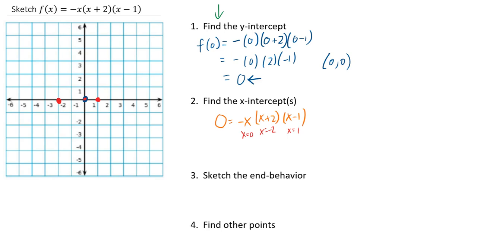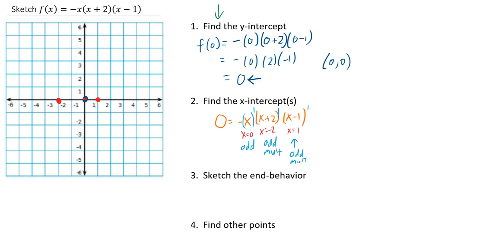At this point, maybe I make a mental note of the multiplicity of each. At 1, that's a multiplicity of 1, so it's an odd multiplicity. Negative 2 had a multiplicity of 1, so it's odd multiplicity. And x had a multiplicity of 1, so it's odd multiplicity. I don't really care about the exact multiplicity, I just care about odd versus even, because later on that'll tell me cross versus bounce.